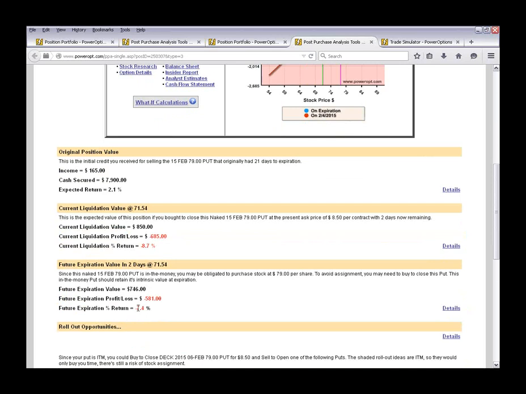We hold it to expiration, of course, and allow the stock to be put to us at 79. If the stock's still trading at 71.54, this would be a loss of 7.4%. Where's that 1.3% difference coming from? Well, it's because of the volatility on this particular option. Even with 2 days left to expiration, the current option has a 1.3% time value. So it's showing us if it's held to expiration, the stock was roughly around the same price, we'd get that extra 1.3% and only now have a loss of 7.4% as opposed to 8.7%.